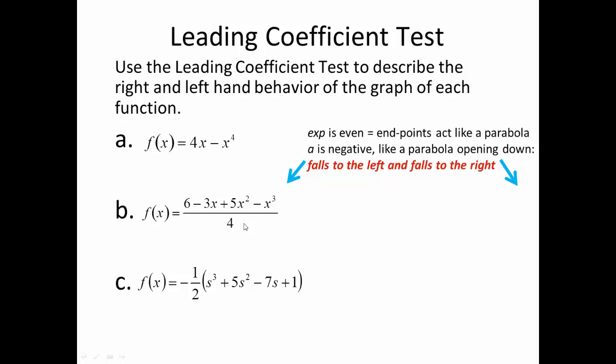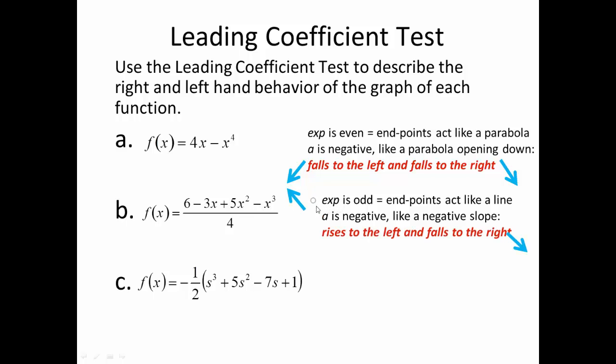Alright, what about this mess here? We're looking for the term with the highest exponent, so we're looking at this one here. If you divide each one of these by 4, you're going to get rid of this 4 here. But it's odd, so it acts like a line. And because this is negative, a negative line is going to rise to the left and fall to the right.